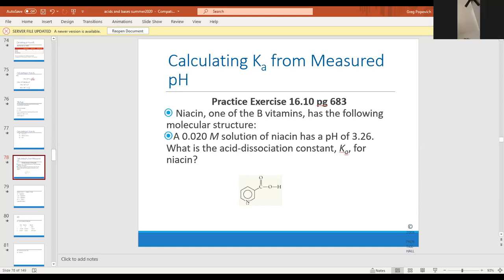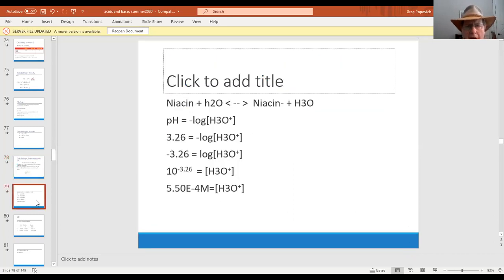You use the 10 to the power. Very good, very good. But it's 10 to the negative power. So I'm going to take 10 raised to the minus 3.26 power. And that's going to give me a concentration of 5.50 e to the minus fourth.